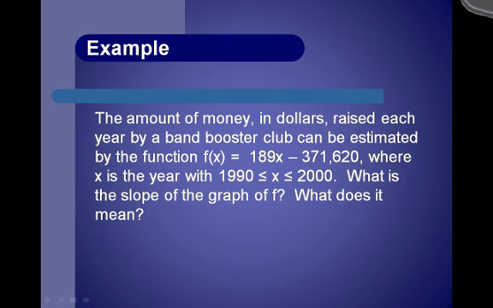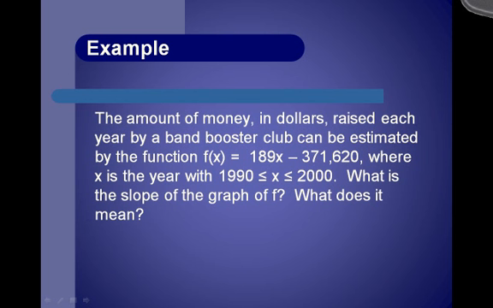An application involving linear functions: the amount of money in dollars raised each year by a band booster club can be estimated by the function f of x equals 189x minus 371,620, where x is the year between 1990 and 2000. What is the slope of the graph of f, and what does this mean?